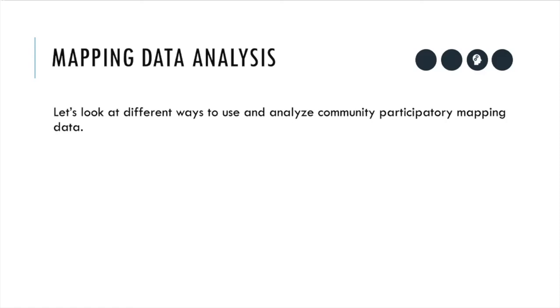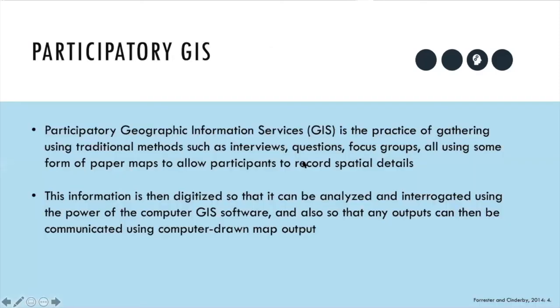So if we do community participatory mapping, in many cases, this data ends up being analyzed through some type of GIS system. That stands for Geographic Information System. So what exactly is Participatory Geographic Information System? Participatory GIS can take many different forms, but a general definition is provided here from Forrester and Cinderby. It is the practice of gathering, using traditional methods such as interviews, questions, focus groups, and using some form of paper maps to allow participants to record spatial details.